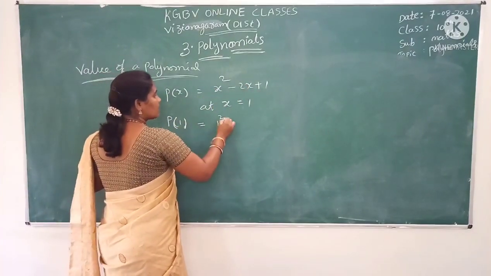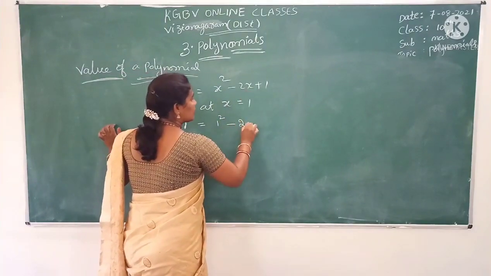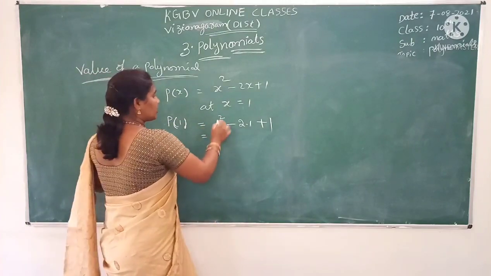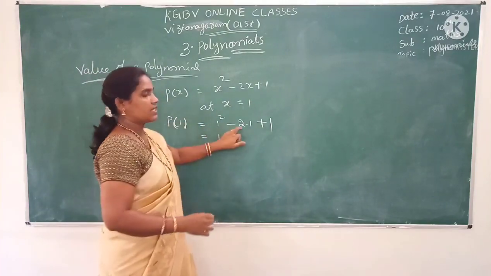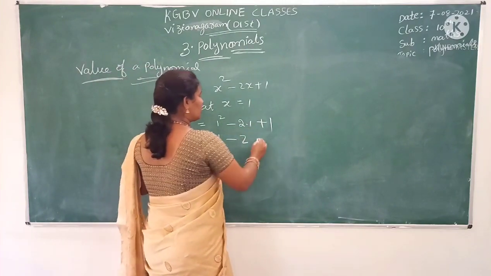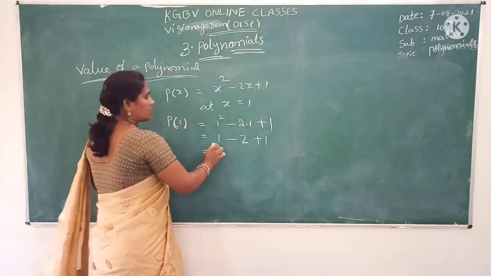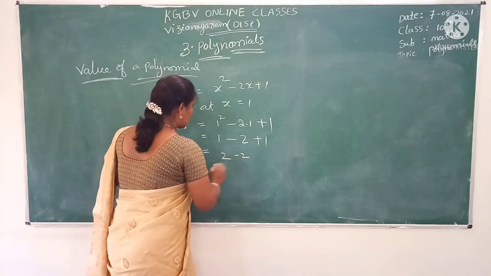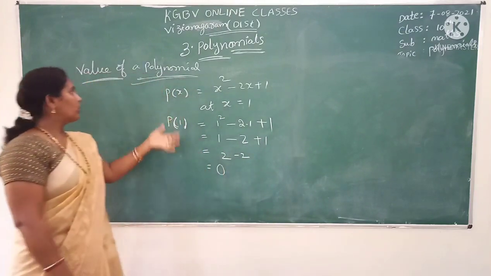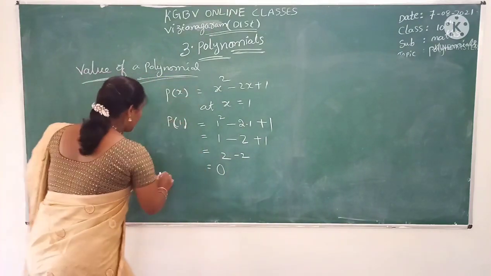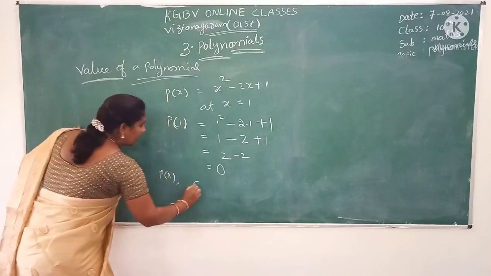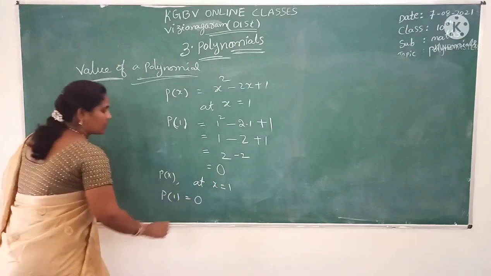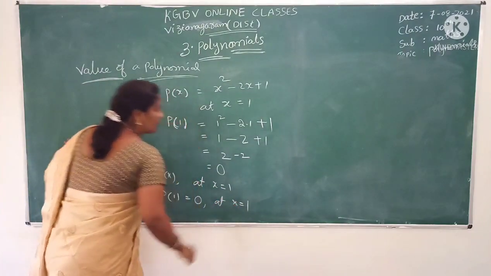x square means 1 square, minus 2x, which is 2 into 1, plus 1. 1 square, 1 into 1, that is 1, minus 2 into 1 equals 2, plus 1. Adding the positive numbers, 1 plus 1 is 2, minus 2 is 0. So P of 1 is equal to 0 at x is equal to 1.